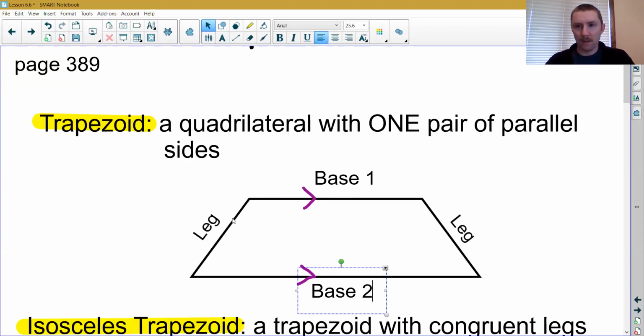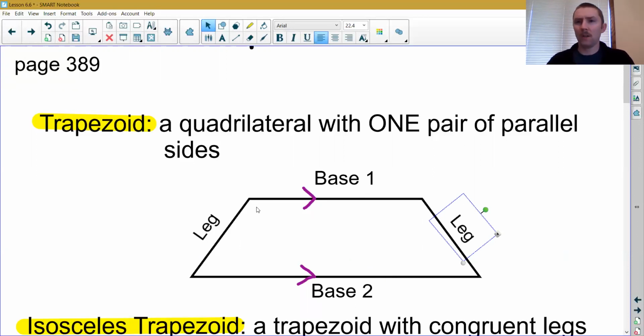The non-parallel sides of a trapezoid, okay, the ones that are not parallel, are called legs. So there's a leg here and there's a leg here, okay? So we have two bases, we have two legs. That makes up the four sides of our trapezoid, all right? So two bases, two legs.